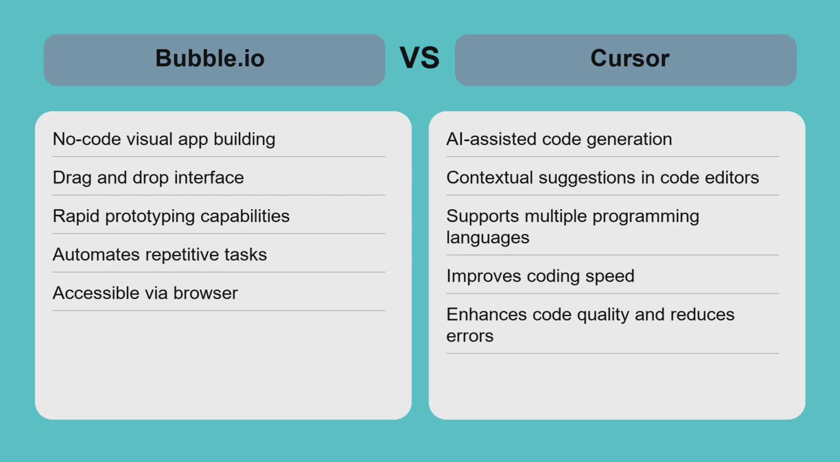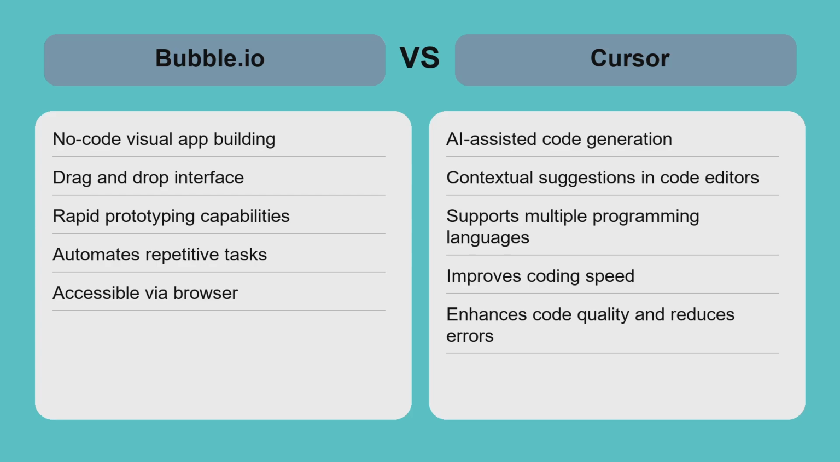In real-world use, Bubble is ideal for startups or teams prototyping new ideas fast, while Cursor fits software engineers looking to optimize coding workflows without sacrificing control. Choosing between them depends on whether you prioritize ease of use or coding flexibility.